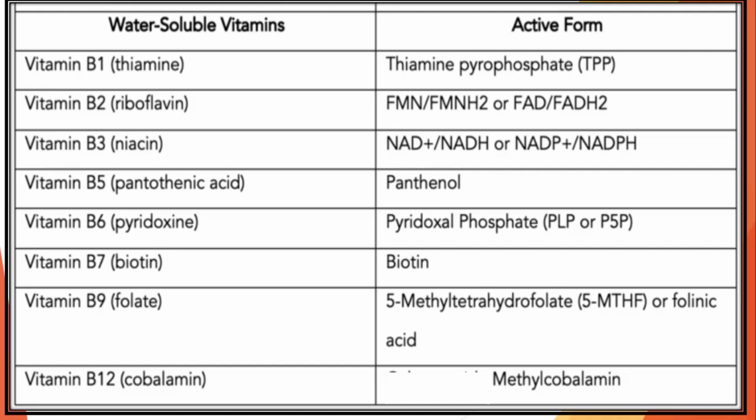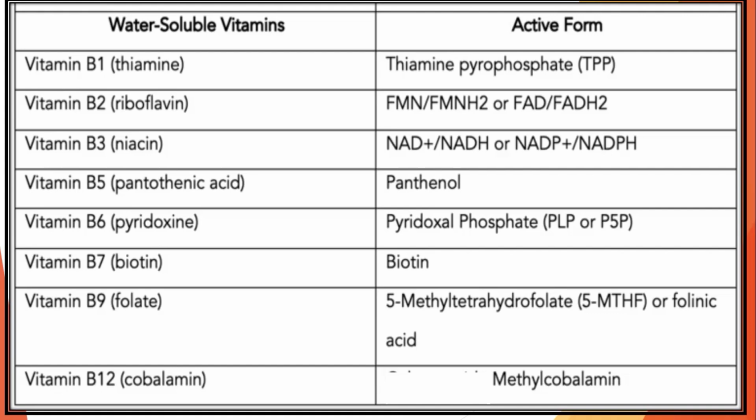Vitamin B5 pantothenic acid, its active form is known as panthenol. Vitamin B6 is pyridoxine, its active form is pyridoxal 5-phosphate, abbreviated as PLP or P5P. Vitamin B7 biotin, its active form is biotin. B9 folate, its active form is methyl tetrahydrofolate or folinic acid.